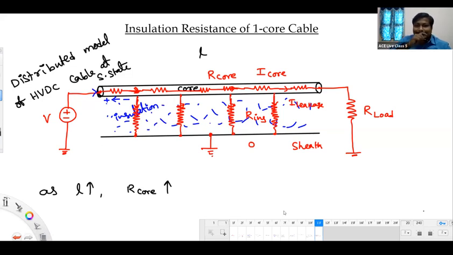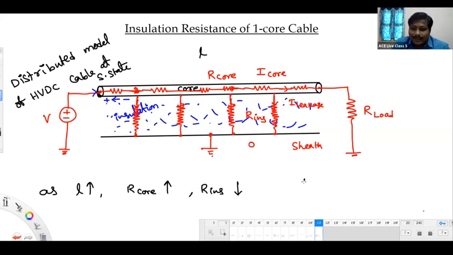What will happen to insulation resistance now? Increases or decreases? Decreases. Why? Because if length is increasing, some more resistance will add in parallel. So overall insulation resistance is going to be decreased.